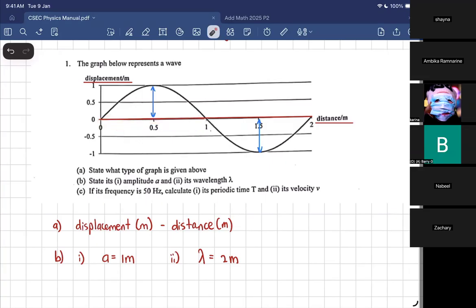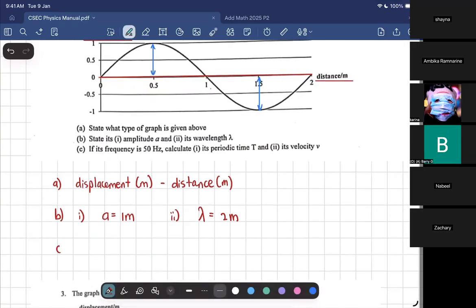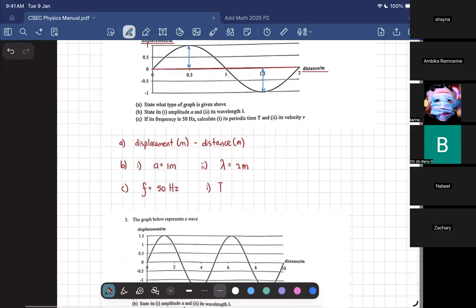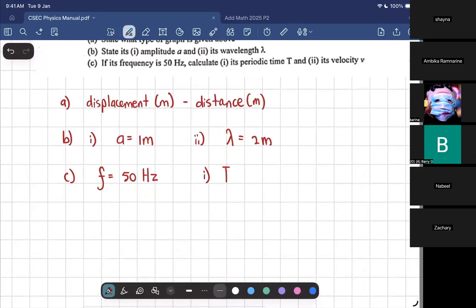Great. So Nikolai, I want you to help me with part C. This might be a bit tricky. In part C, what are they giving us up front? They're giving us the frequency is 50 hertz. Let me mark that down. So the frequency is 50 hertz, and they want us to calculate its periodic time, T. Do you know any formulas that involve frequency and period?